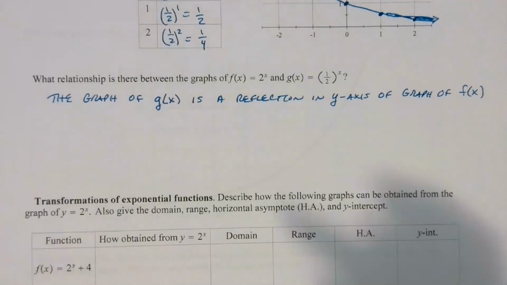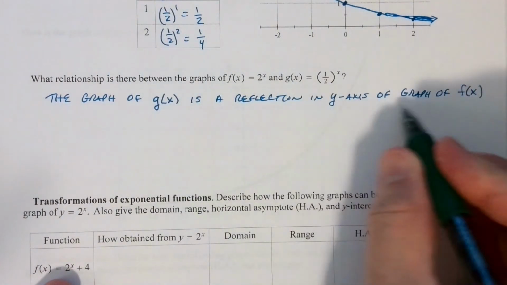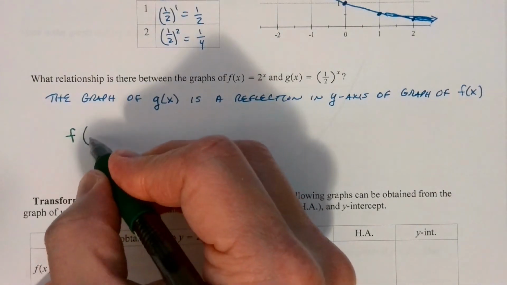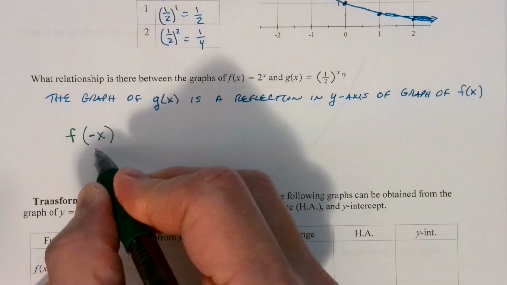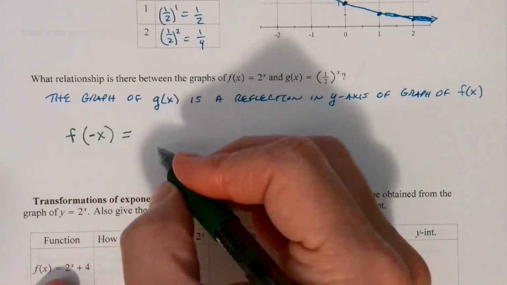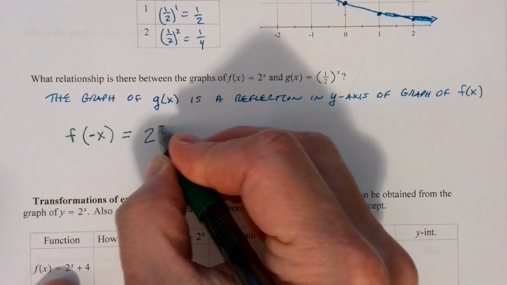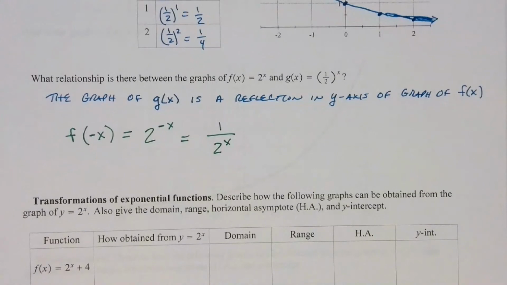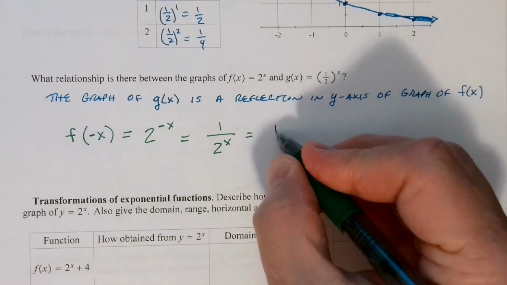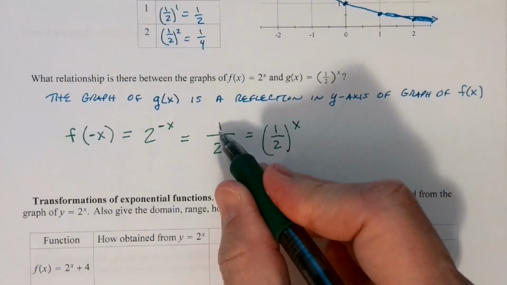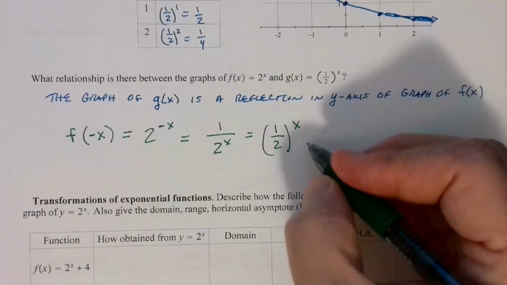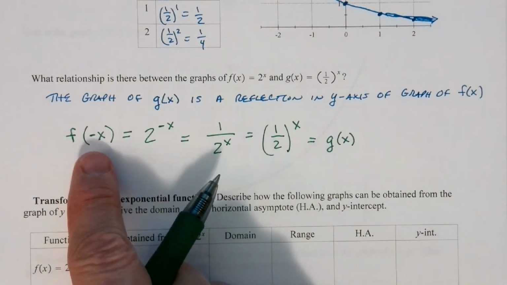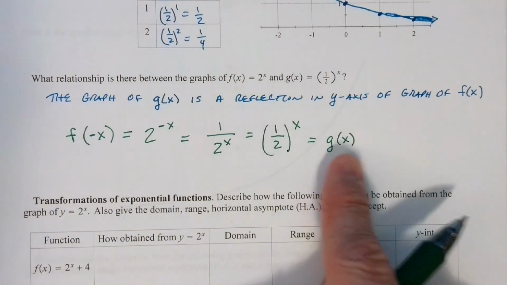And you know, we can see this also algebraically. If you remember, how do we do a reflection in the y-axis for a function? How do I reflect the graph of f about the y-axis? I replace x with negative x. Remember this? This is how you do a reflection in the y-axis. So what is f of negative x? f of x is 2 to the x, so this becomes 2 to the negative x. Now 2 to the negative x is the same as 1 divided by 2 to the positive x. Remember, the negative exponent means reciprocal. But this is the same as 1/2 to the x power, because 1 to the x is just 1. And this is the function g of x. So f of negative x is equal to g of x. Reflect f in the y-axis and you get the function g of x. And vice versa, by the way.